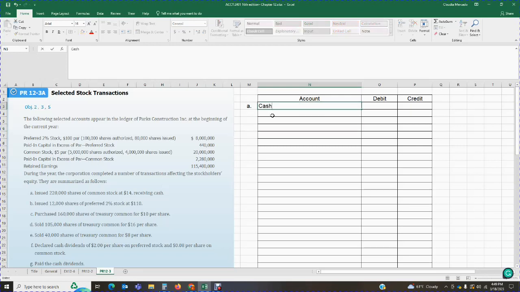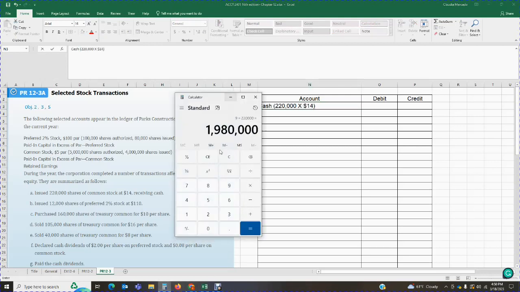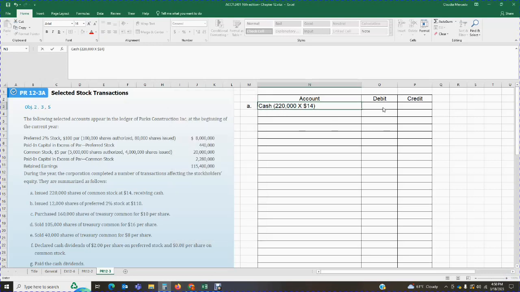Okay, so when we issue stock, what do we receive? We receive cash. Okay, how much cash did I receive? Well, we issued 220,000 shares of stock at $14 a share. Okay, so how much is that? We've got 220 times $14. That's $3,080,000. So that is how much cash we received in exchange for those 220,000 shares of stock.